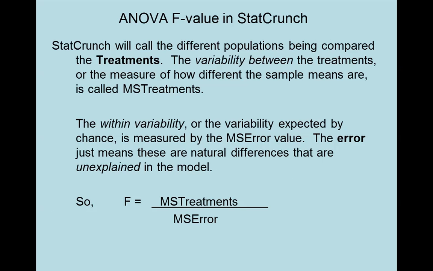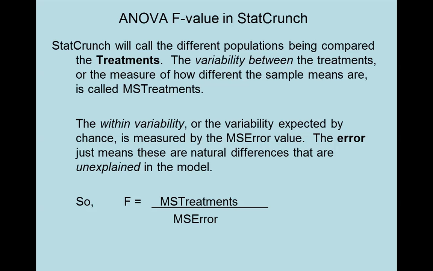StatCrunch is going to call your different populations being compared treatments. The variability between the treatments, or the measure of how different the sample means are from each other, how much variability they exhibit, is called the MS treatment, or mean square treatment value. The within variability, or the variability expected just by chance, just by randomness, is measured by the MS error value, or the mean square for error.